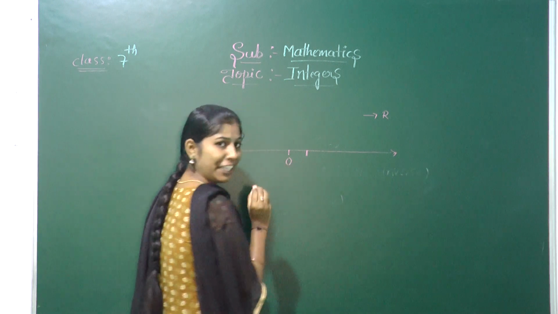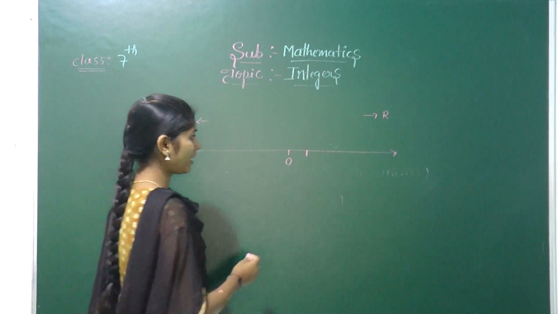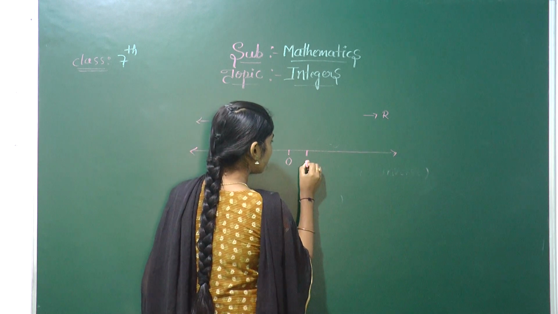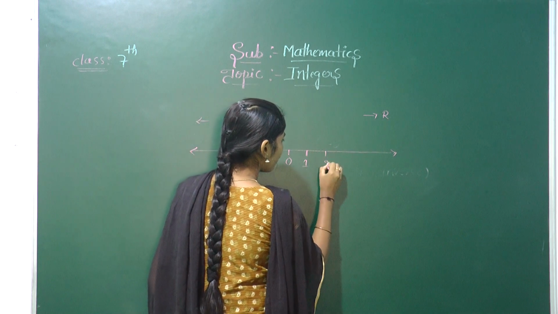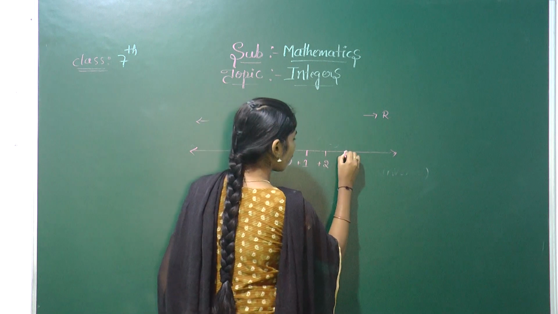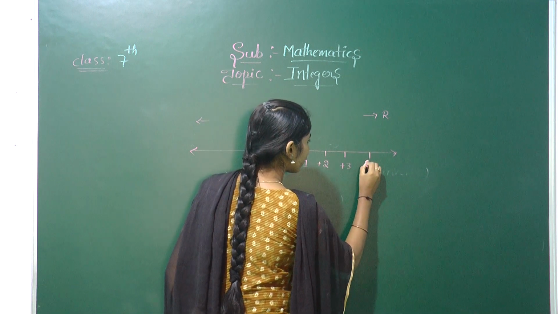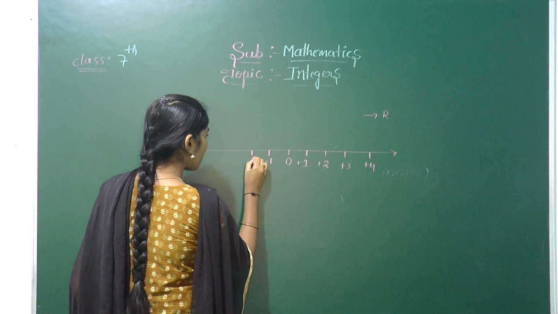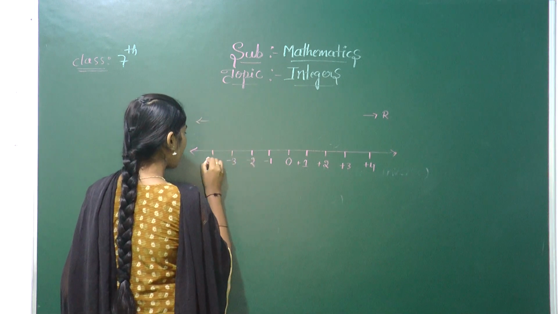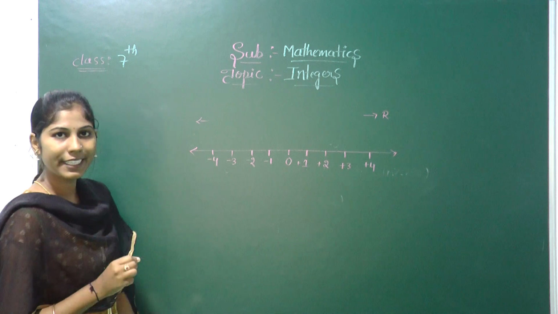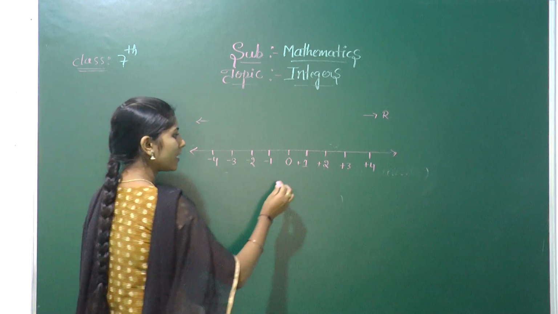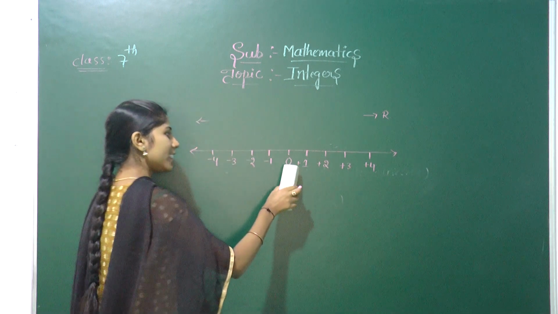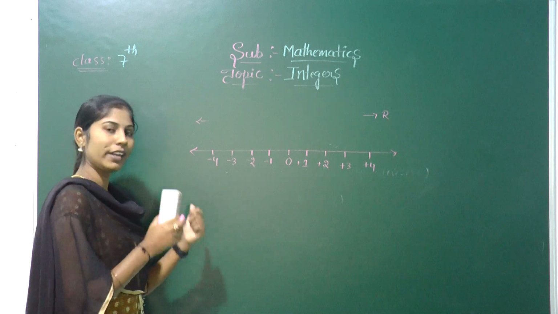Here, 1 unit of distance I have taken. It means they are equal to each other. So on the right, 1, 2, 3, 4, and on the left side, minus 1, minus 2, minus 3, minus 4. This is an integers number line. These are all positive integers. These are all negative integers, and 0 is neither positive nor negative.